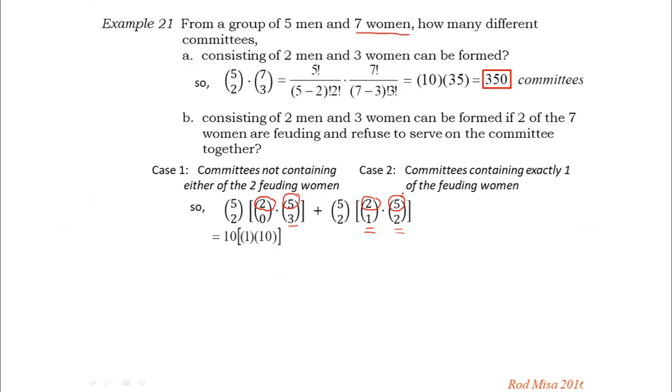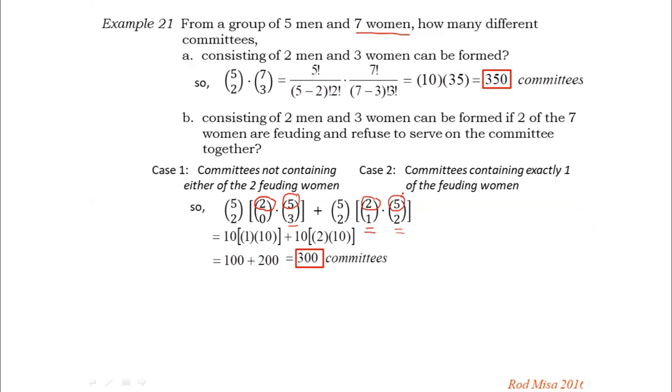So 5 taken 2 at a time is 10, and 2 taken 0 is 1. And we know also that 5 taken 3 is 10, plus 5 taken 2, which is 10, multiplied by 2 taken 1, which is 2, and multiplied by 5 taken 2, which is 10. So 10 times 10 is 100, and 10 times the product of 2 times 10, the result is 200. Therefore, there are 300 ways you can form the committee of 5, such that this committee must contain the 2 men and 3 women if 2 of the 7 women are feuding and refuse to serve in the committee together.